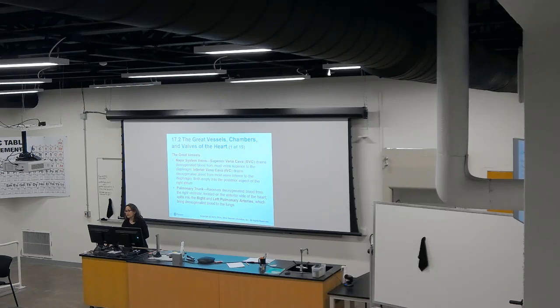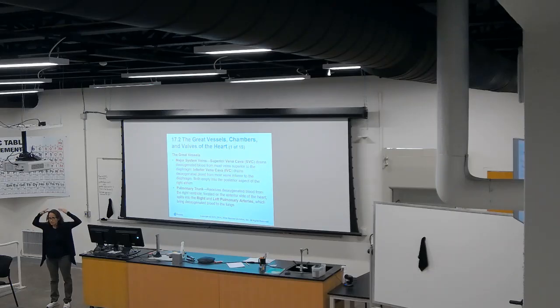So we have basically the major systemic veins, the inferior and superior vena cava, which are often abbreviated as SVC and IVC. Both of them drain blood into the right atrium. The superior vena cava brings blood from the diaphragm up into the right side of the heart, and the inferior vena cava from the diaphragm down. Okay?